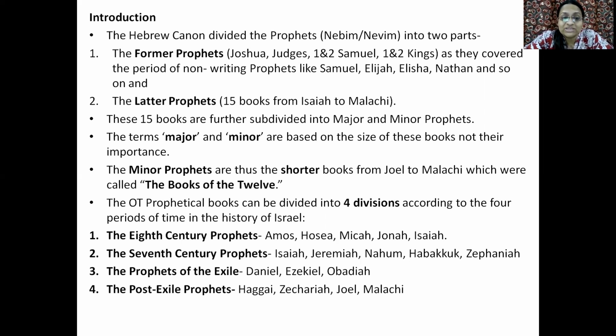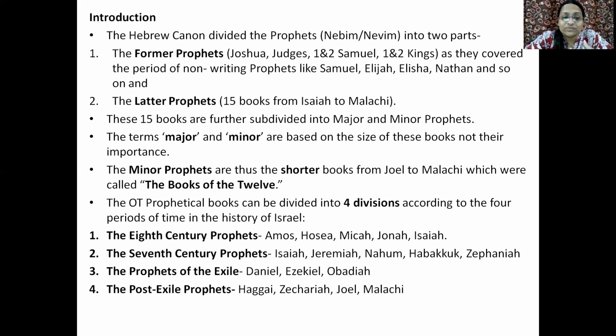So Old Testament prophetical books can be divided basically into four divisions according to the periods of time in the history of Israel. So we are going to divide these prophetical books according to the time period when these prophets ministered. We'll divide it into four sections: 8th century, 7th century, exile, and post-exile.